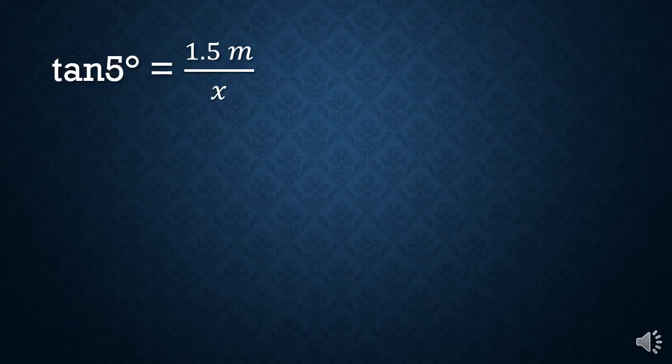So taking that triangle that we just had and knowing that the tangent of an angle in a right triangle is equal to the length of the side opposite that angle over the length of the side adjacent to that angle, we know that in this case the tangent of 5 degrees equals 1.5 meters divided by x, the distance away that the ramp would have to start. Doing a little bit of plugging and chugging, we see that x would be 17 meters.